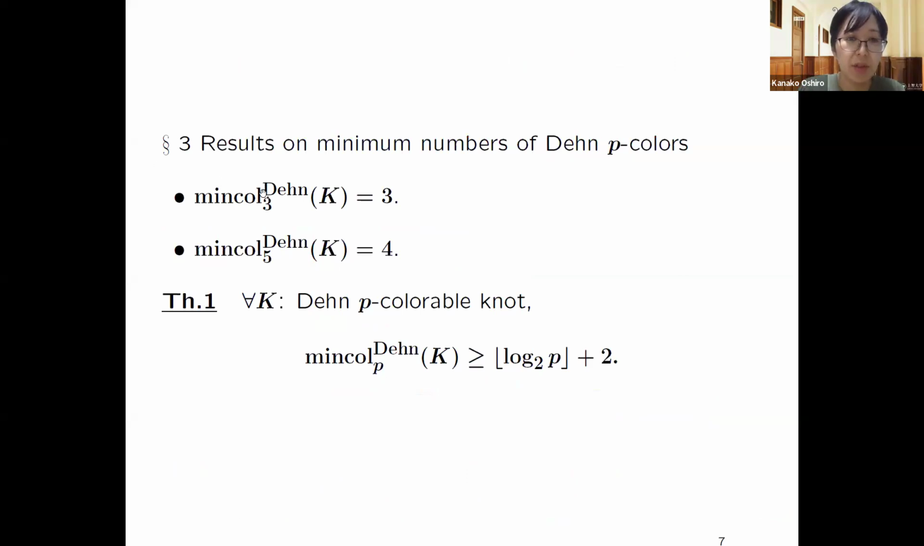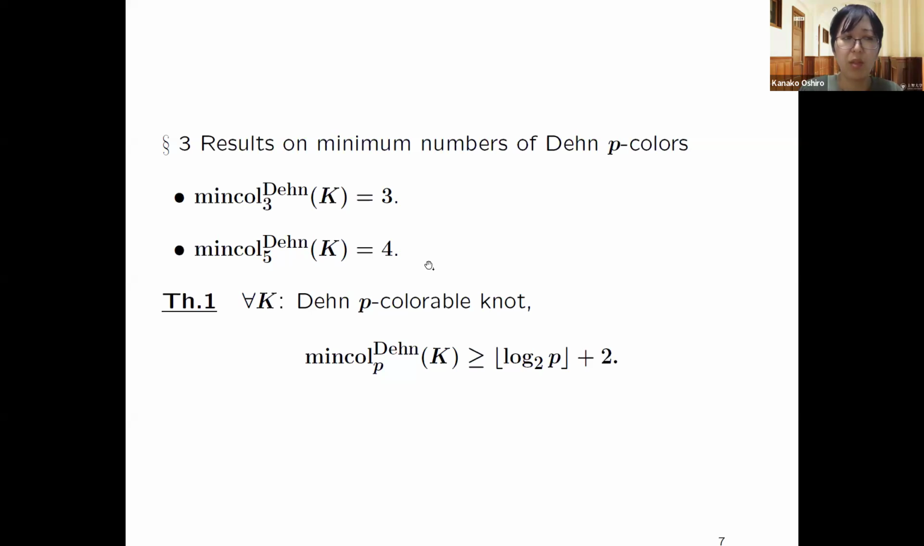In the next section, I'd like to show the results on minimum numbers of Dehn p-colors we obtained. When p is equal to 3, the minimum number of Dehn 3-colors of any node K is equal to 3. This property is shown very easily. When p is equal to 5, the minimum number of Dehn 5-colors for any node is always equal to 4.